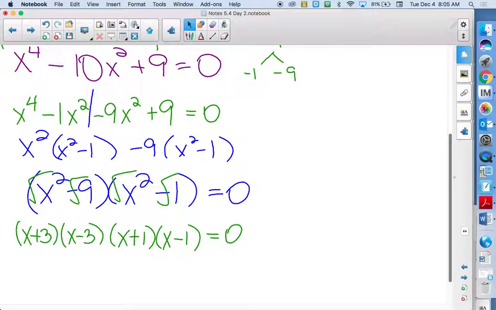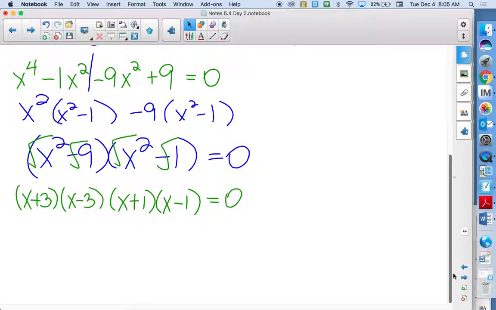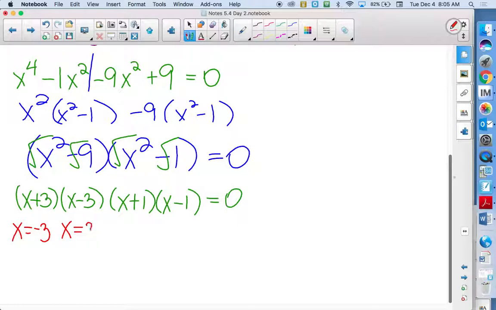So Abby said we need to get x by itself. X is now in 4 separate parentheses. Each of those x's are by itself. So we have 4 answers because each of those parentheses gives us a different answer for x. So if you solve for the first one, you get a negative 3. The second one is a positive 3. And then we have a negative 1 and a positive 1.